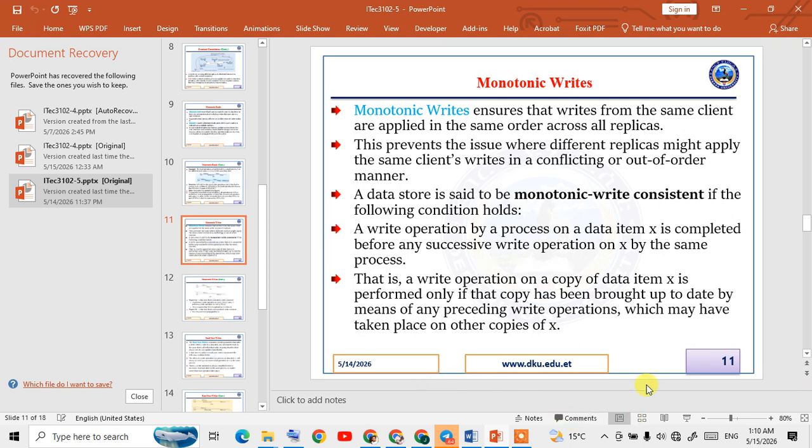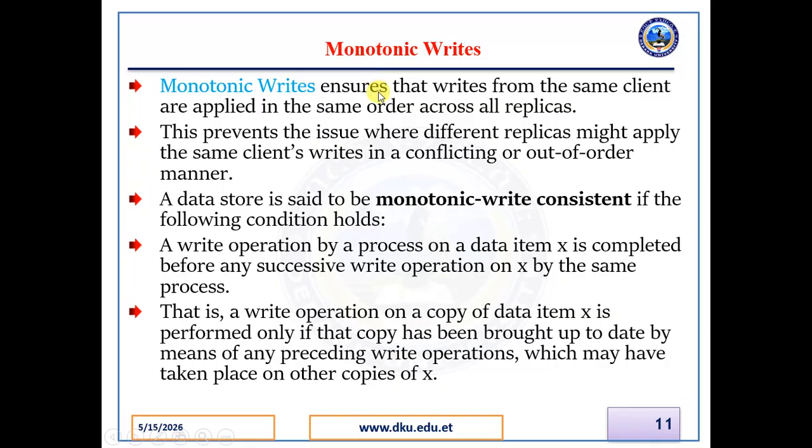Hello students, this is part 2 about chapter 5, client-centric consistency models. This is the third client-centric consistency model, which is called monotonic writes. So let's try to discuss monotonic writes.